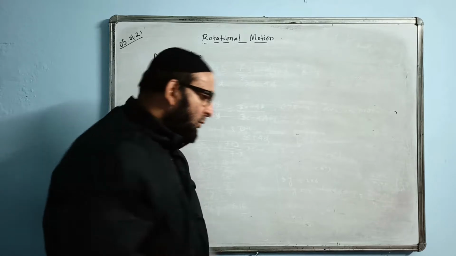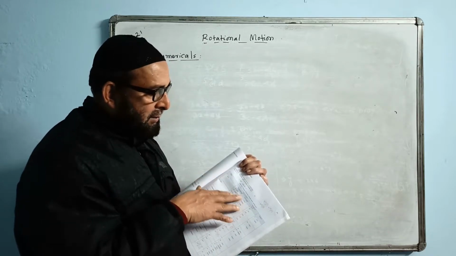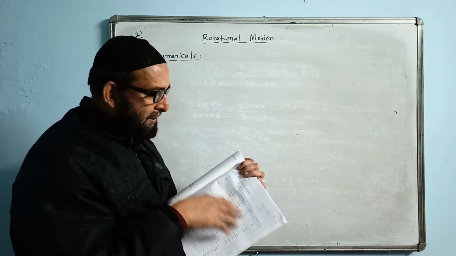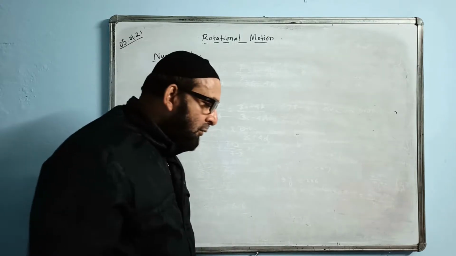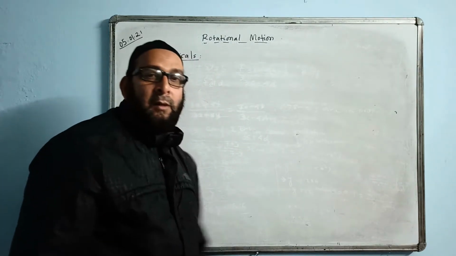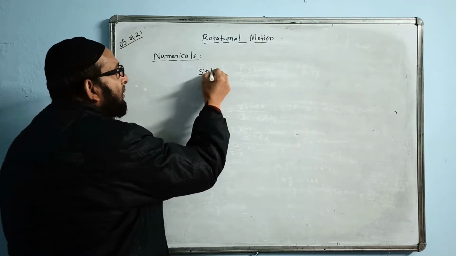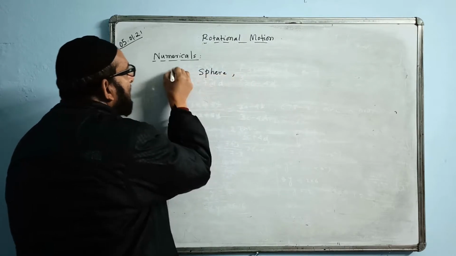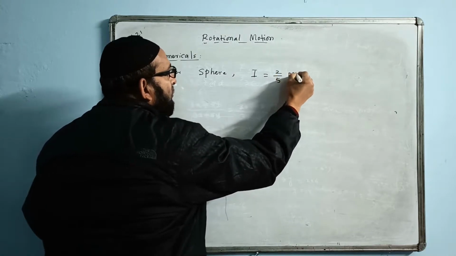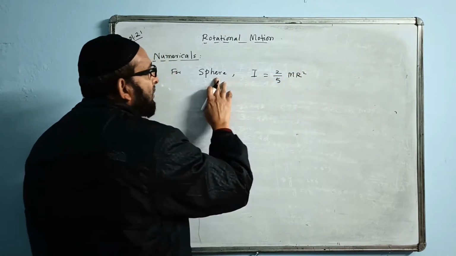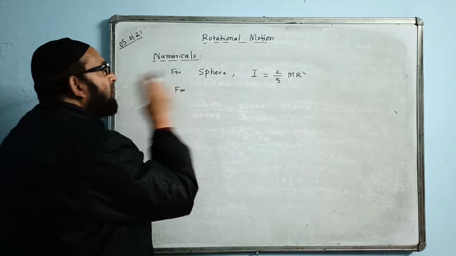So there is a table given in the book for ring about center and about perpendicular plane. So we have to know the value of moment of inertia of two bodies. Like for a sphere, the moment of inertia formula I will be equal to 2 by 5 mr square, where m is the mass of the sphere and r is the radius of the sphere. And derivation we don't need to know, only formula.